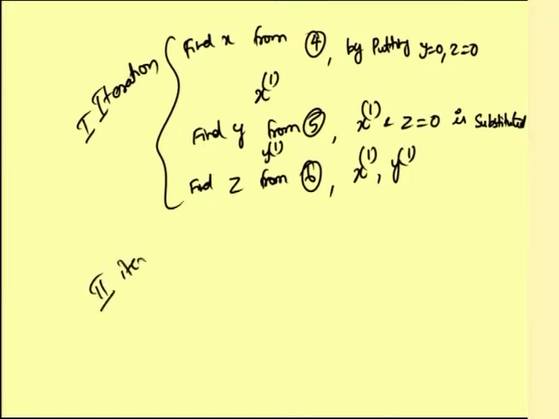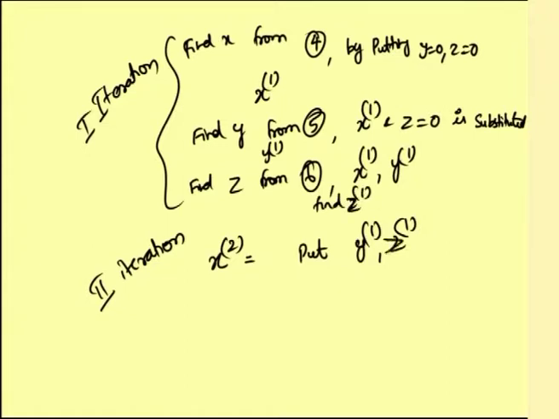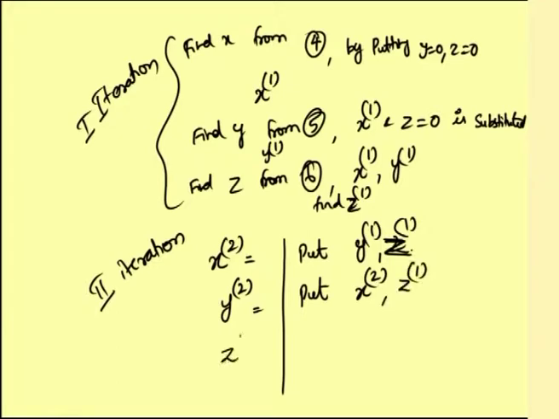Similarly, for the second iteration, to start with, for finding x2, put the y1 and z1 values from the first iteration. Then for finding y2, we substitute the x2 values, that is the second iterated x values, and the z values. And then for finding z2, you have to put the values of x2 and y2. Likewise, the iterations will be continued.